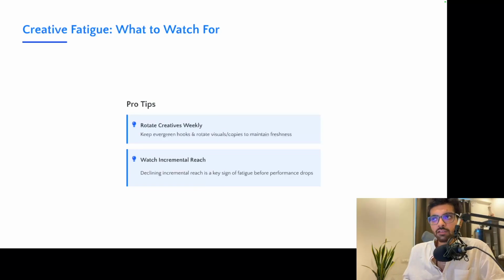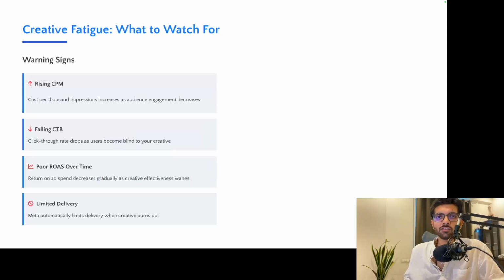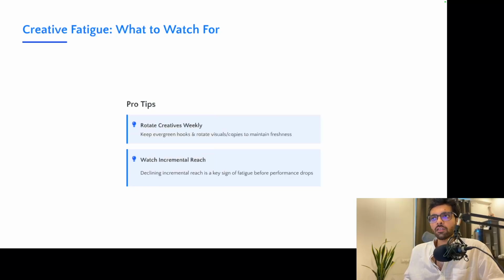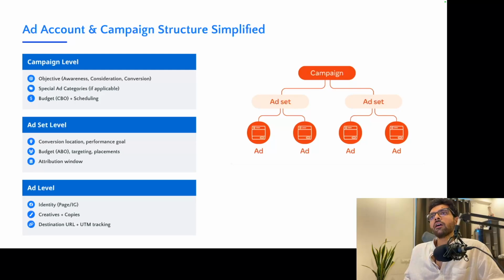How can you deal with it? Rotate creatives weekly. It's not like you have to shut down all the old creatives. You have to wait for these signals to happen, then keep it on pause. You have other creatives taking the place, and after some time you can also restart these ads, right? It's not like you have to create new ads and shut off the old ad once and for all. You can have a balanced approach and watch for incremental reach, basically how many new people you are getting in the account, right? How is the account campaign structured?